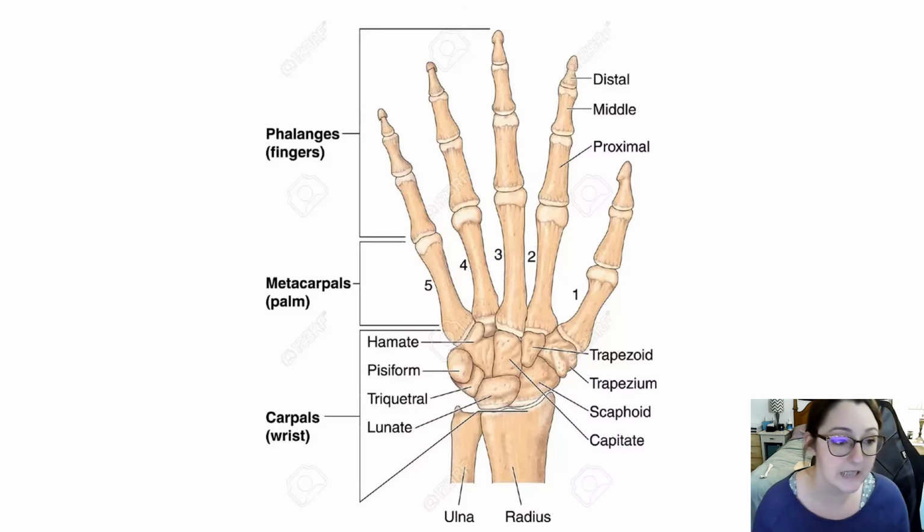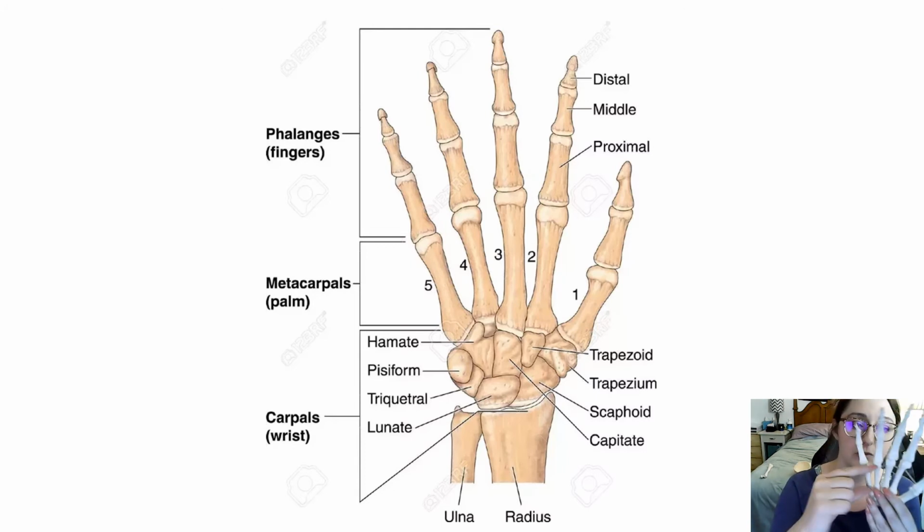Next up, we're going to have our metacarpals. This is what makes up your palm. So these longer bones right here.